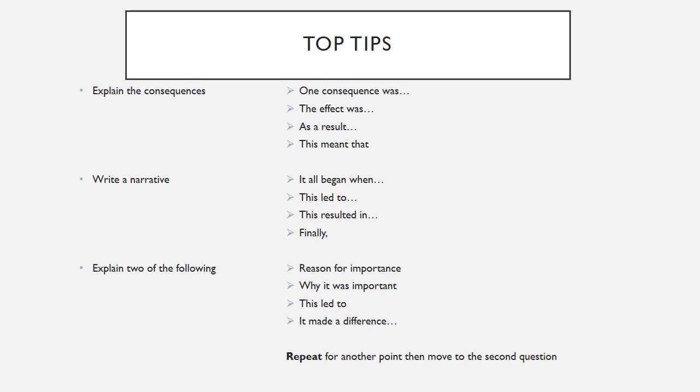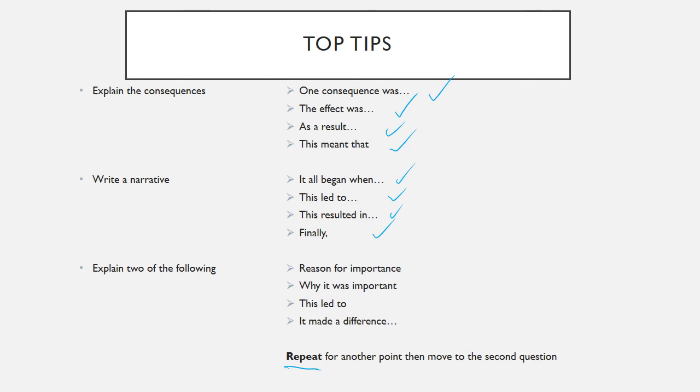When you're looking at explain the consequences, use this as a tick list. One consequence was, so state it. The effect of it was, as a result, and this meant that. When you're writing a narrative, talk about the start, it began when, this led to, this resulted in, and finally. And then explain 2 of the following. Remember, it says here repeat for another point, then move to the second question.